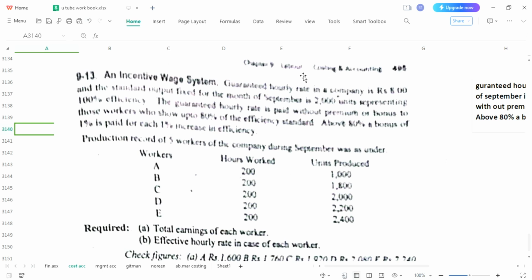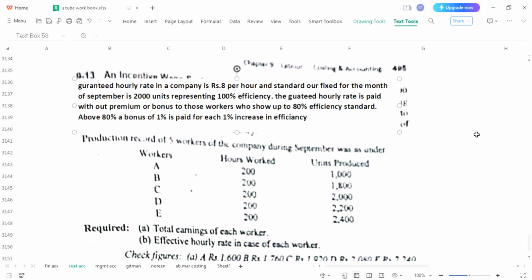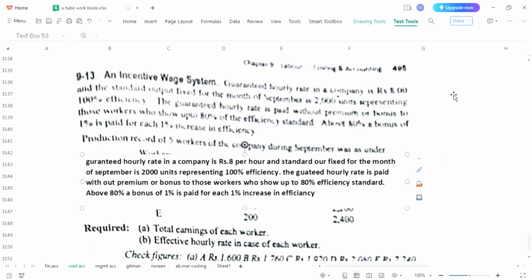First thing first, you can see that the picture is a little blurry and it's difficult for you to see. So what I have done, I typed this question and you will be using this instead of the original question. Whatever is written in your question is written over here. It's readable for me as well. Guaranteed hourly rate in the company.